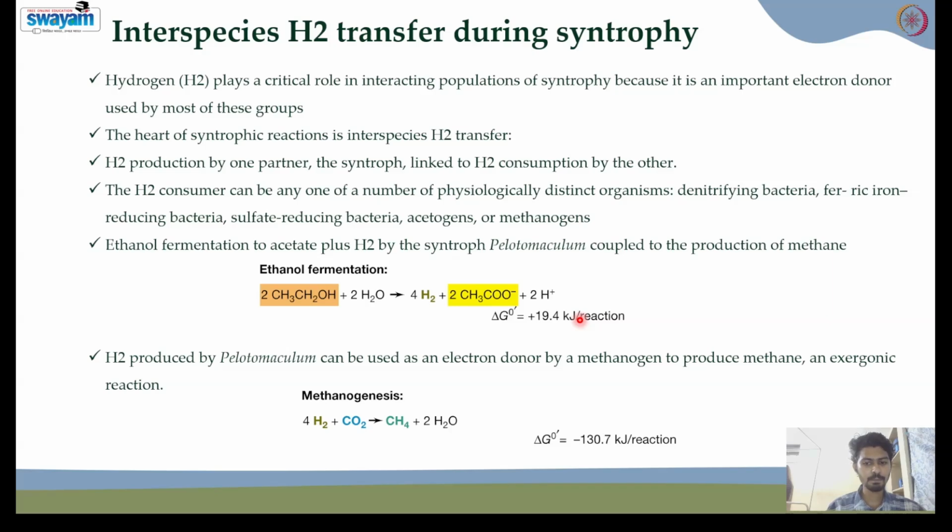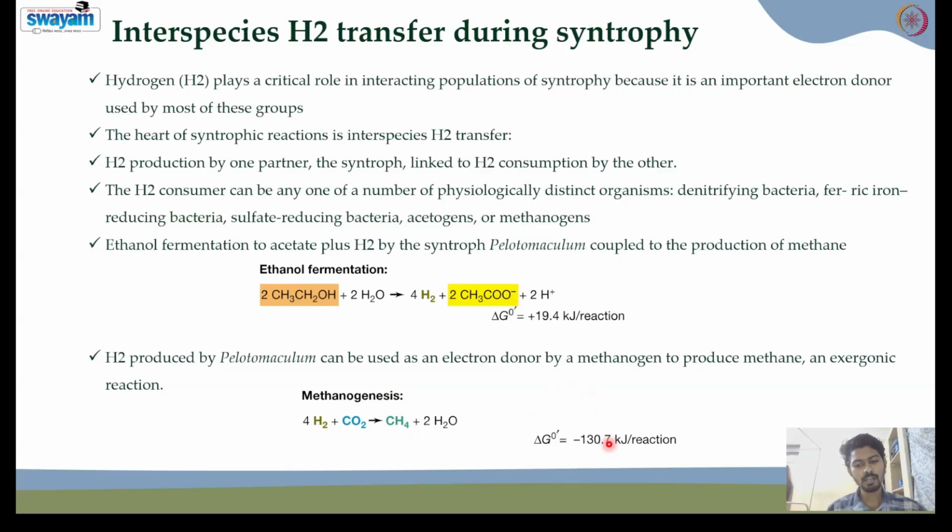If del G is positive, it will be a non-spontaneous reaction. That is, it needs to spend a higher amount of energy. This kind of reaction is often unfavorable for the particular environment. That is why the concept of syntrophy evolved. What happens? This hydrogen will be utilized by the other group of microorganisms, the methanogens, which will help in converting it into methane, a valuable product.